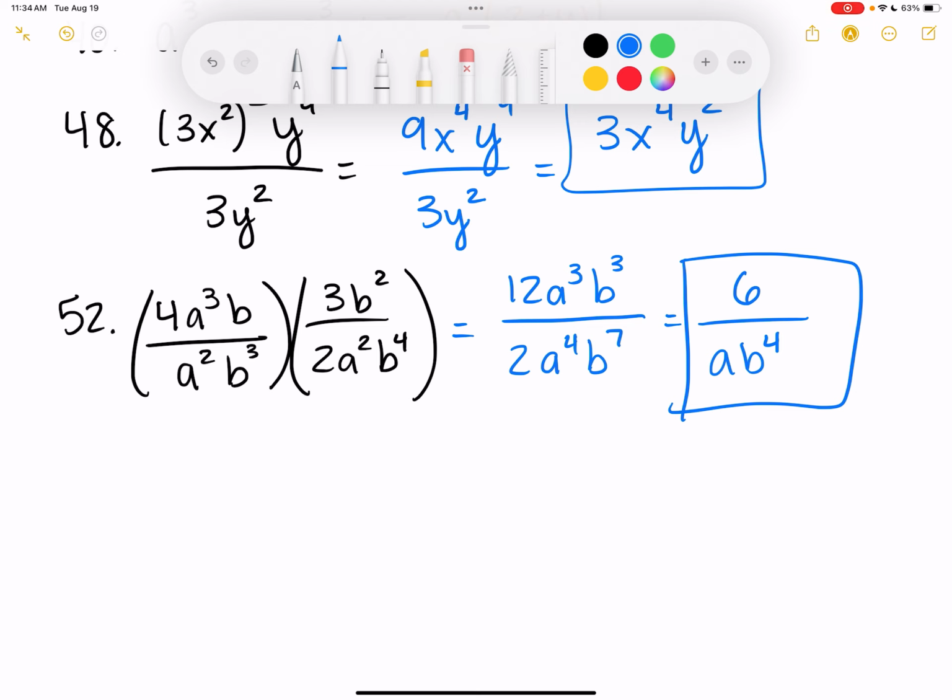So what I would do first is combine the top and combine the bottom and then simplify from there. I did 4 times 3 to give me 12, and then I had a cubed, and then I did b times b squared to give me b cubed. And then on the bottom, I had 2 times a squared times a squared, which is a to the 4th, and then b cubed times b to the 4th is b to the 7th. And then I moved the a cubed and the b cubed from the top to the bottom and subtracted the exponents to get 6 over a b to the 4th.